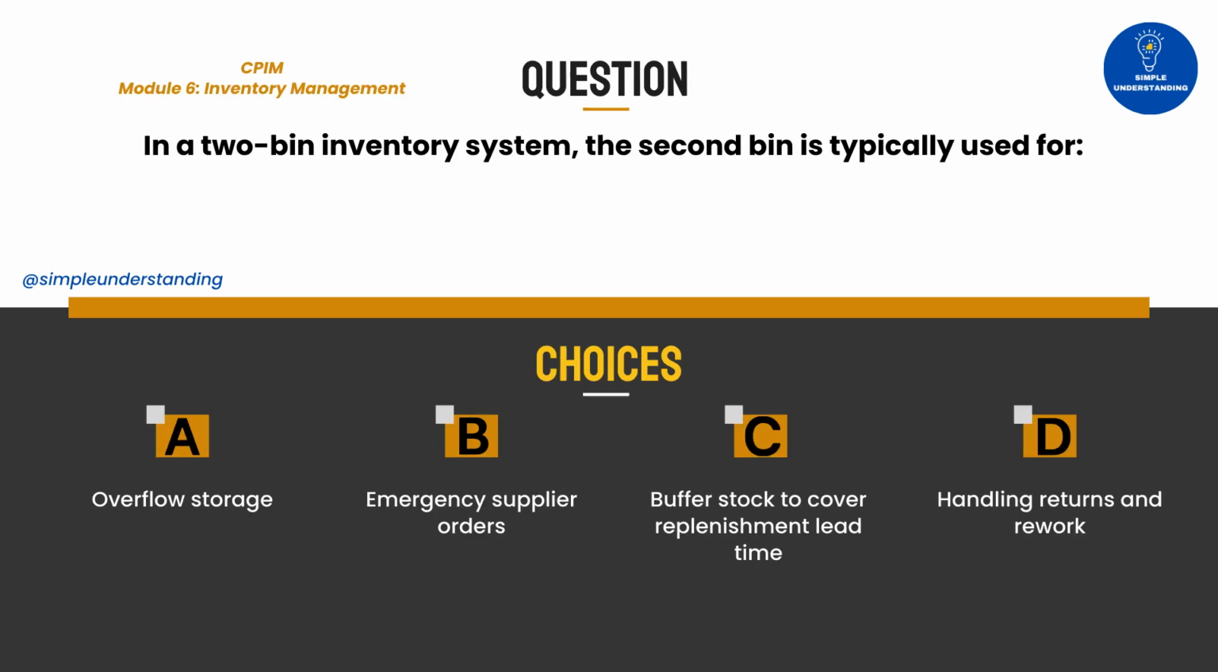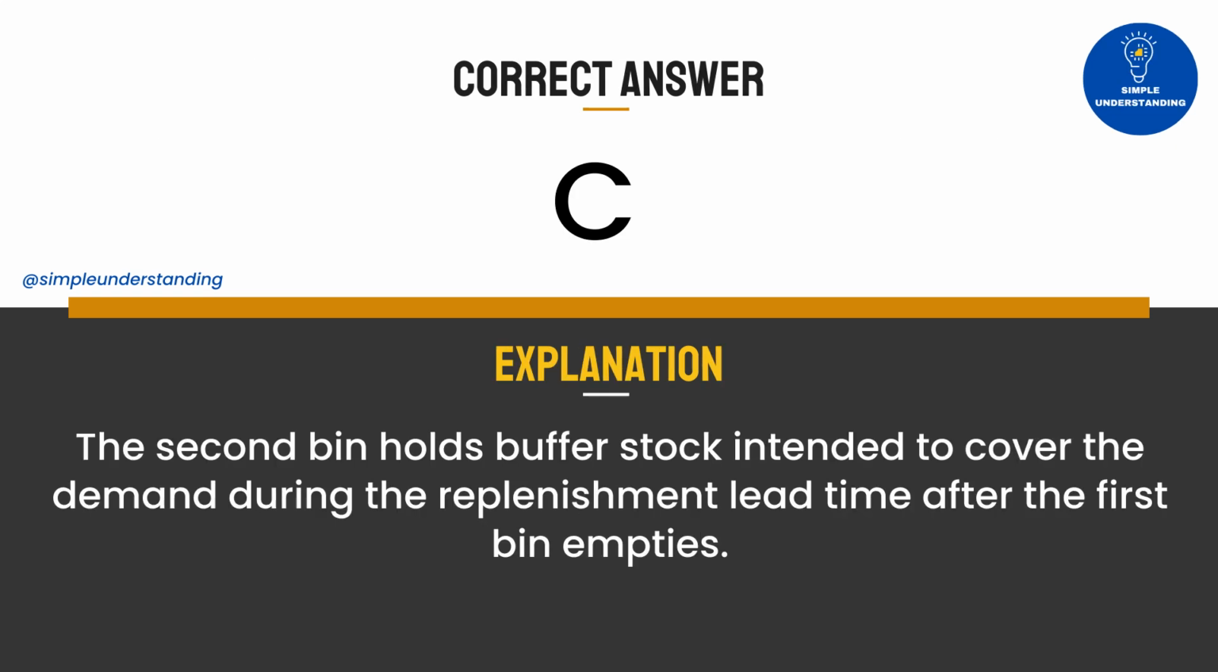demand. Question 10. In a two-bin inventory system, the second bin is typically used for A. Overflow storage. B. Emergency supplier orders. C. Buffer stock to cover replenishment lead time. D. Handling returns and rework. Correct answer: C. Explanation: The second bin holds buffer stock intended to cover the demand during the replenishment lead time after the first bin empties.